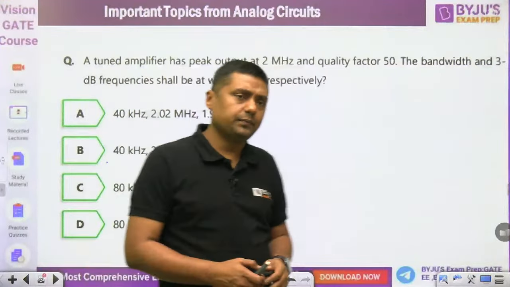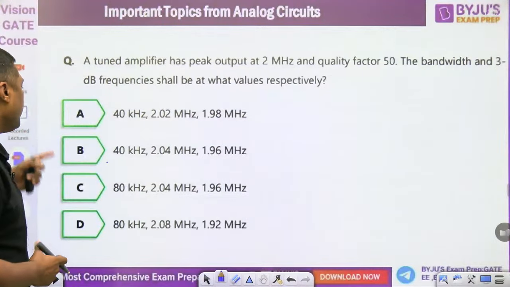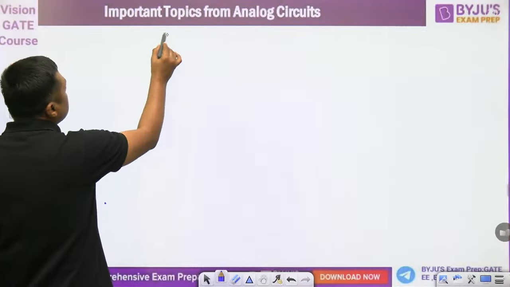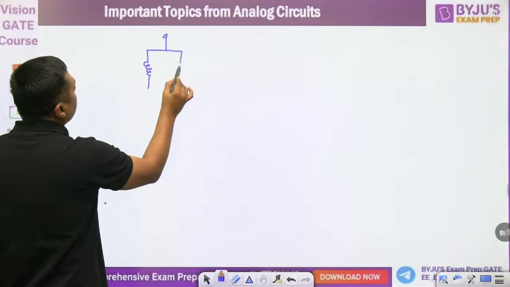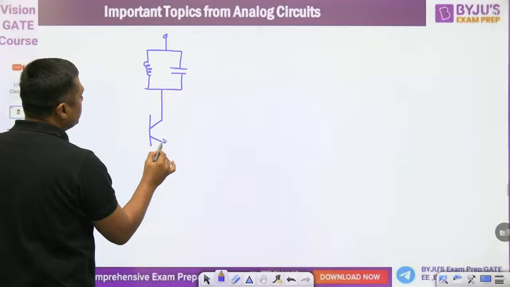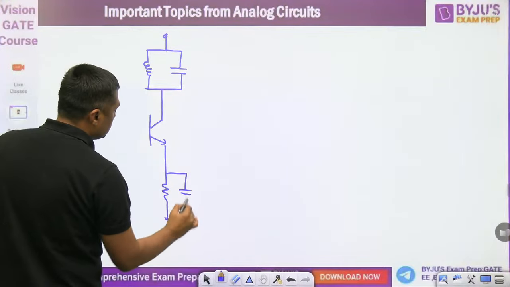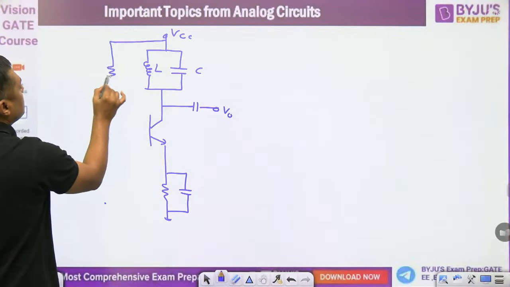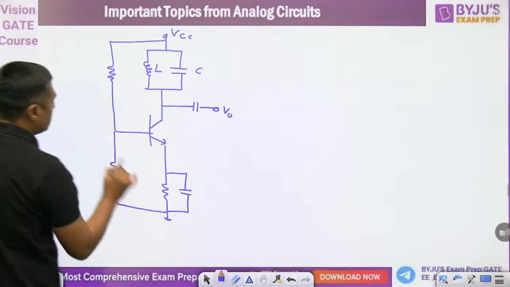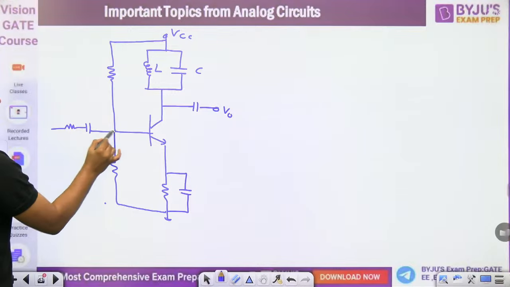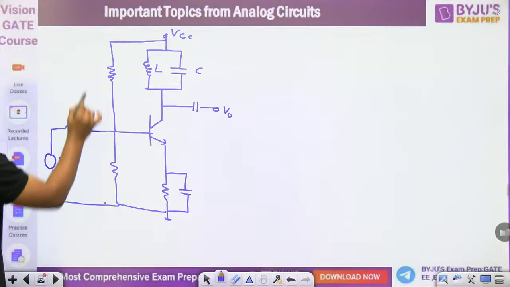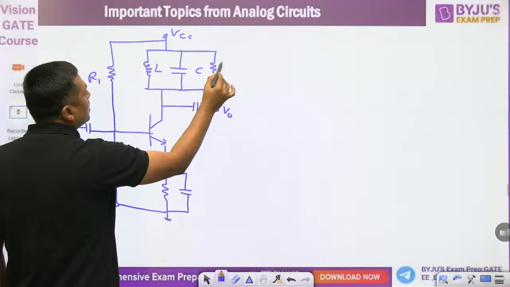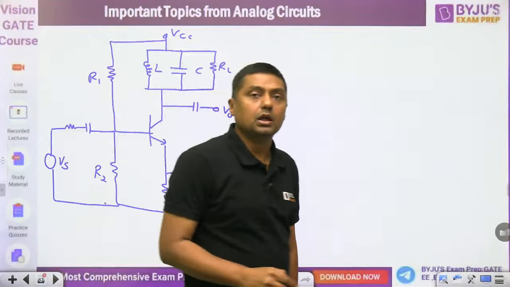What is a single tuned amplifier? If you have the idea, then you can find it very easily. Here we are connecting an inductor and capacitor, the resistor is replaced by an inductor and capacitor. Here we are using the BJT with a potential divider. This is the tuned amplifier. Sometimes in the question, R is also given here. It works on parallel resonance, guys.